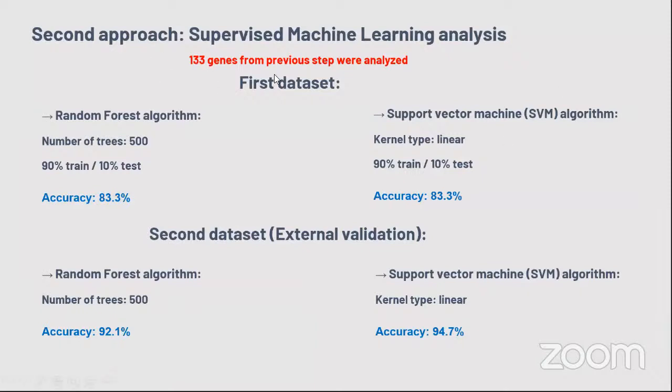So I performed the supervised machine learning analysis using these genes. And with the first data set, the accuracy was better than in the previous approach, but not as good as I expected. But during the external validation with the second data set, the accuracy was good, over 90%. So all these machine learning algorithms with the genes work pretty well.